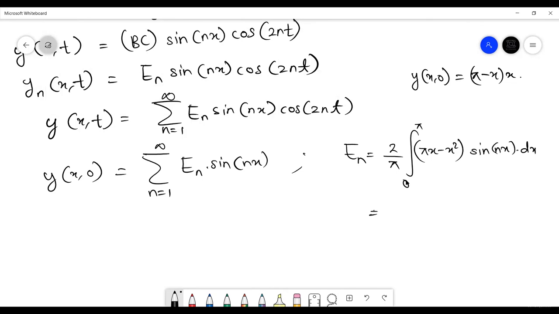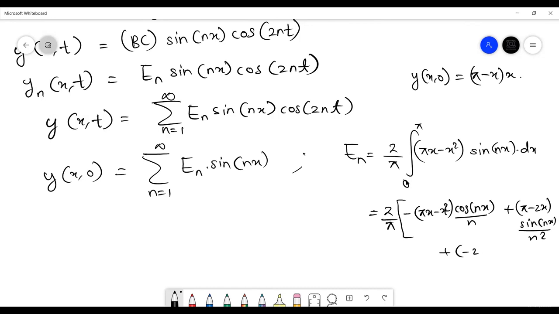To solve this, we can write 2/π. So this is a simple Fourier series question now. So minus of (πx − x²) cos nx / n, plus the differentiation of the function, that is (π − 2x) sin nx / n², finally again plus, so minus plus plus, so minus 2 cos nx / n³, from 0 to π.